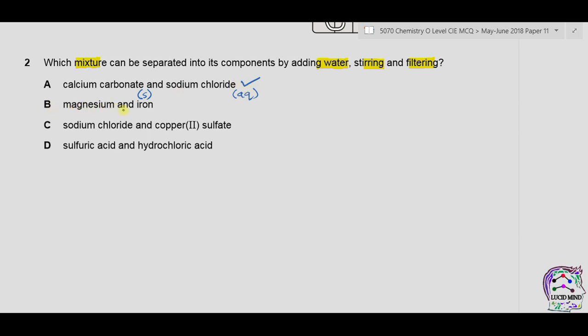In this way both can be separated, so therefore option A seems to be correct. In part B, we have magnesium metal and iron metal. Now both magnesium metal and iron metal are insoluble in water. So therefore, as none of them is soluble, they cannot be separated by adding water, stirring and filtering. Option C, we have sodium chloride and copper(II) sulfate. Now sodium chloride and copper(II) sulfate both are water soluble, so therefore they cannot be separated by dissolution in water and filtration. So option C is also incorrect. In part D, we have a mixture of sulfuric acid and hydrochloric acid. Again, both sulfuric acid and hydrochloric acid are water soluble and they cannot be separated by filtration. Correct answer is therefore A.